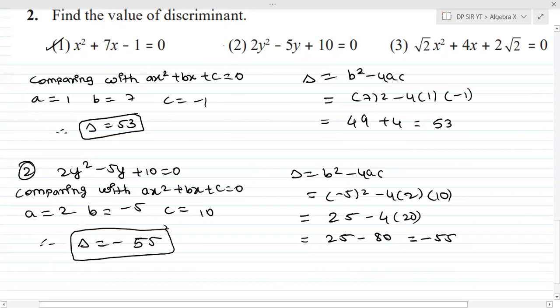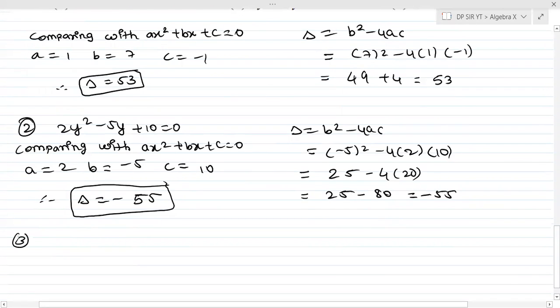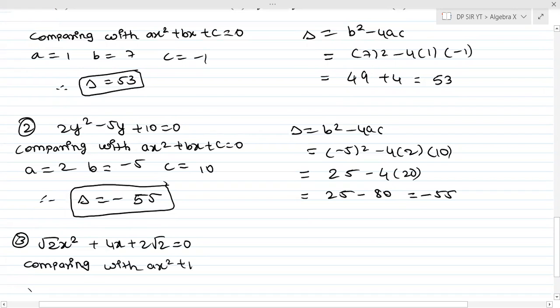Coming to the last question for today's session, that is the third question, root 2x square plus 4x plus 2 root 2 is equal to 0. Comparing with standard form, ax square plus bx plus c is equal to 0.